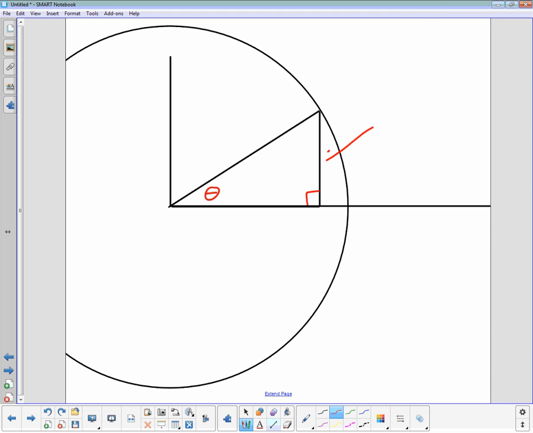This is sine, and this is cosine. If it wasn't a unit circle, it's just scaled up: r, the radius, times sine or the radius times the cosine. Well, the tangent is rise over run. It's the slope.